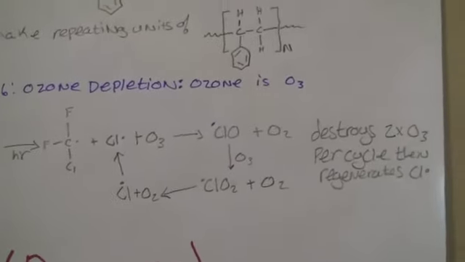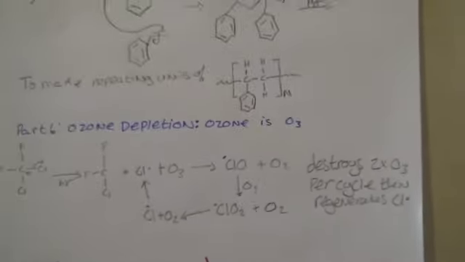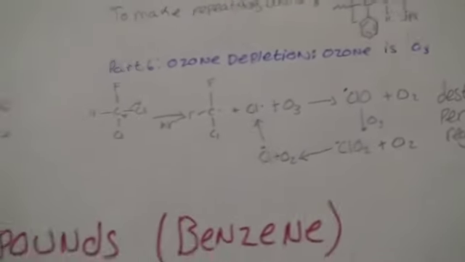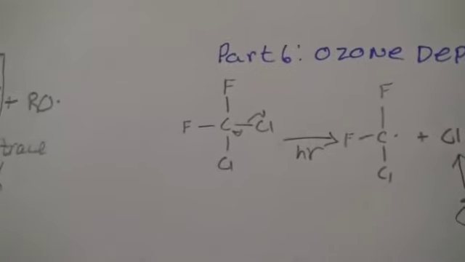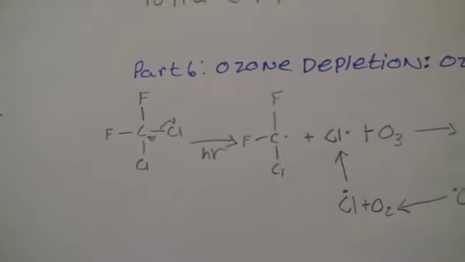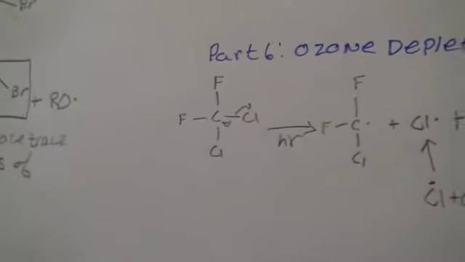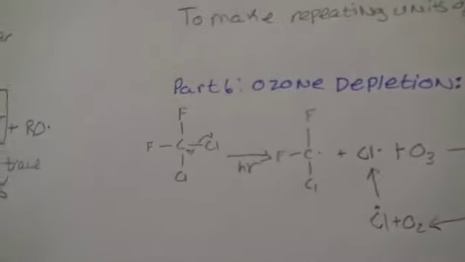Ozone depletion. Ozone is O3. It protects you from the sun's radiation so you don't get sunburned. This is a chlorofluorocarbon. Yeah, they're pretty bad for ozone, and ozone depletion is just why they're pretty bad.